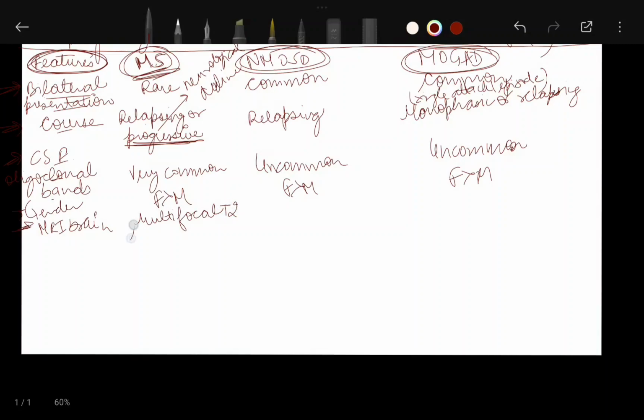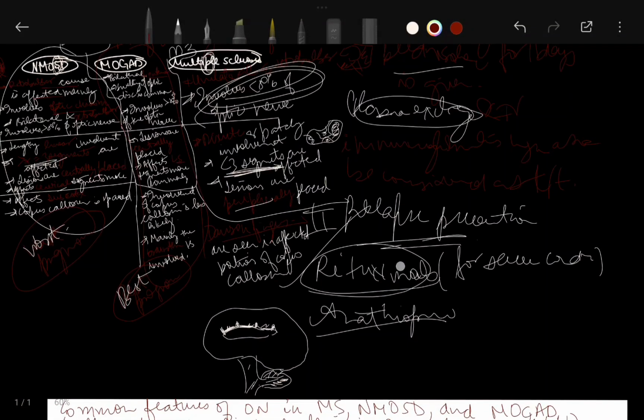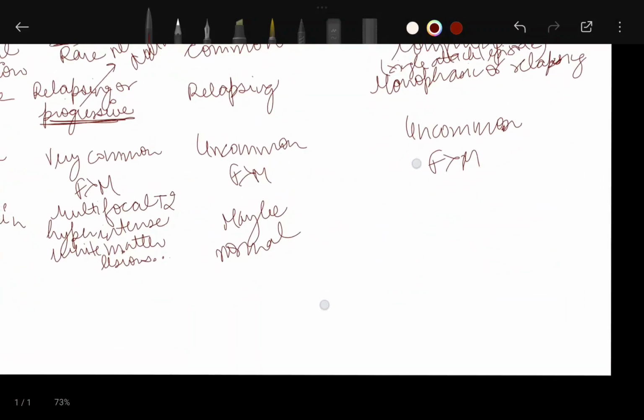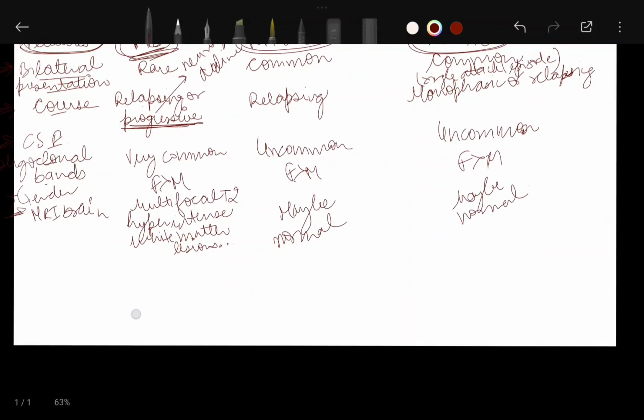Multifocal T2 hyperintense white matter lesions. The MRI of the brain may be normal in case of NMOSD, as mainly the subcortex is involved, but in case of MS, the corpus callosum is mainly involved. In MOGD, callosum involvement is less, but still present. After the MRI of the brain, we will go to the MRI of the spine.